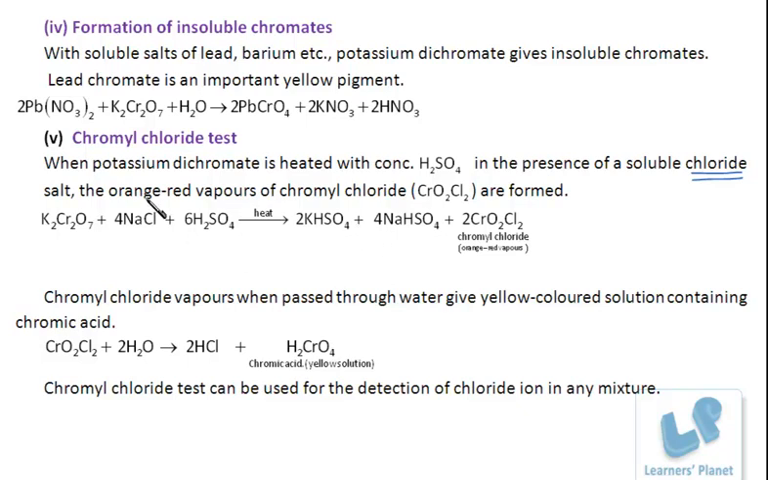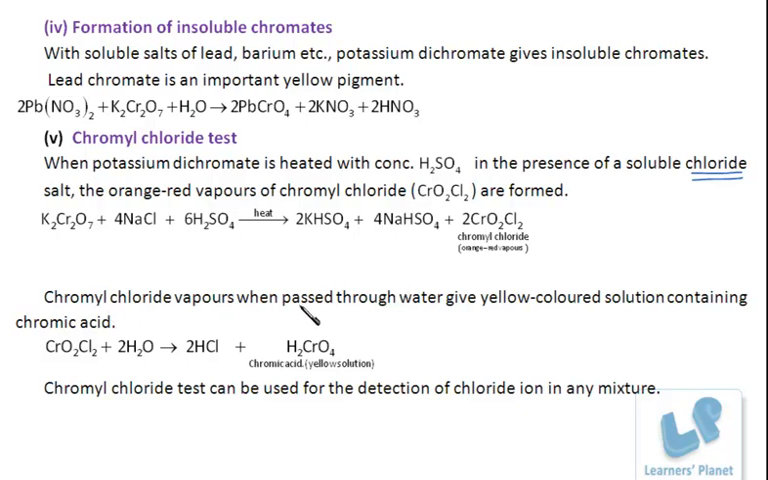What is done here is, potassium dichromate is heated with concentrated sulfuric acid in the presence of soluble chloride salt. Remember, the chloride salt should be soluble. It should not be insoluble. The orange-red vapors of chromyl chloride are formed. So, potassium dichromate with sodium chloride and sulfuric acid forms potassium hydrogen sulfate plus sodium hydrogen sulfate and chromyl chloride. Chromyl chloride is CrO2Cl2.